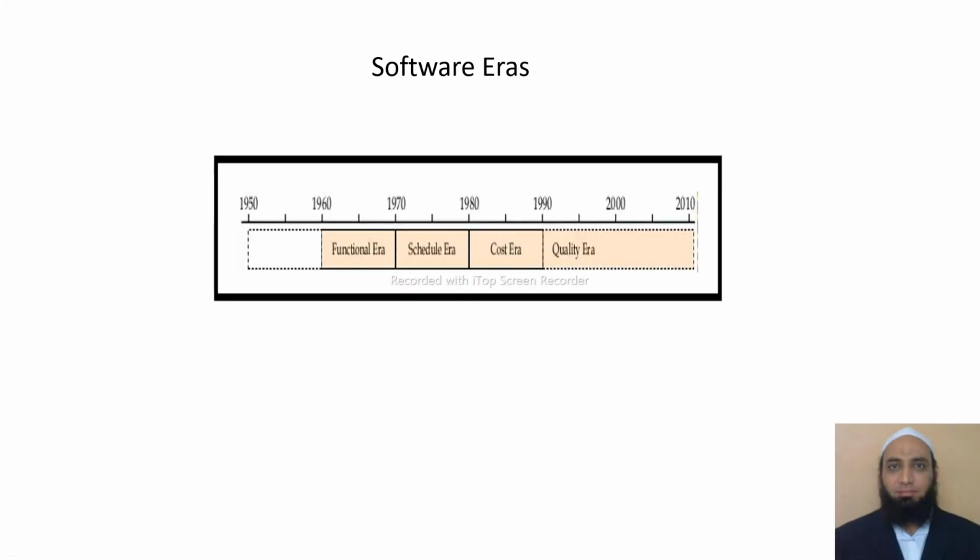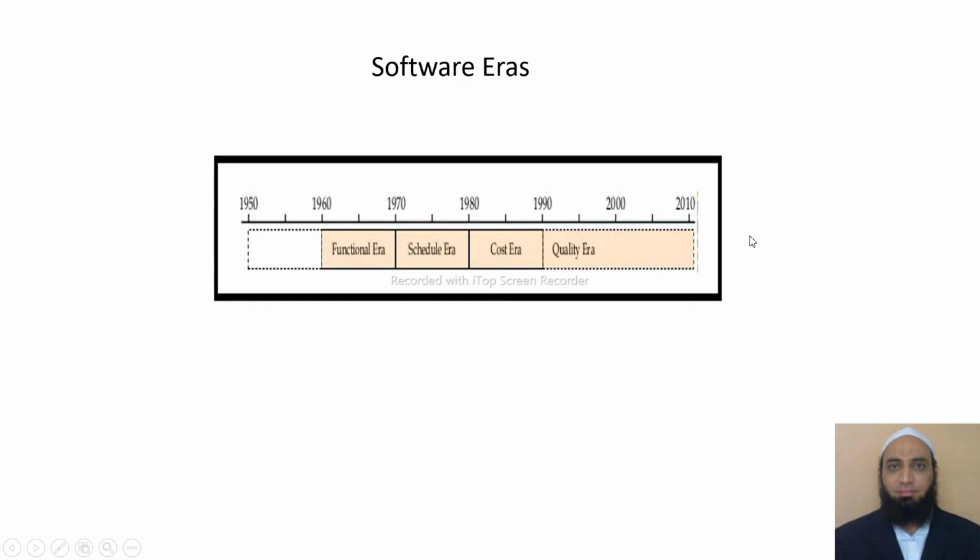Next we will see the different eras. Before going into the subject, what quality assurance is and what its metrics are, let us have a brief introduction about the various software eras. Different eras are there. As the scale is shown: 1950, 1960, 70, 1980, 1990, 2000, 2010, and beyond 2010.